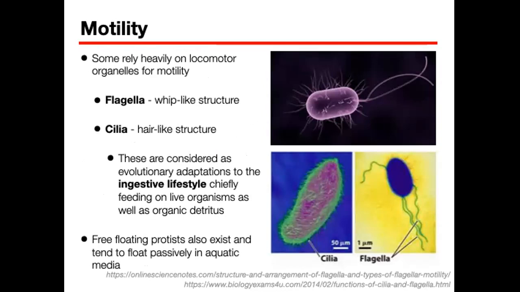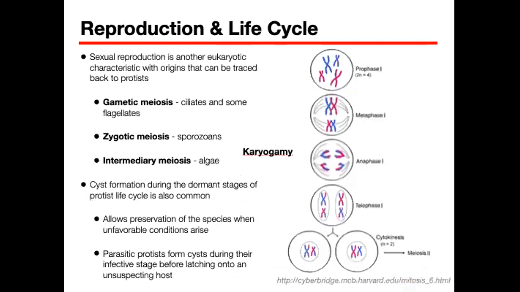And apart from pseudopodia, some protists would rely on locomotory organs for motility. Like alam natin merong flagella, yung ating whip-like structure, cilia for hair-like structure, and some can be freely floating. Okay? And lastly, yung interesting na characteristic among protists is that they can have several forms of reproduction and life cycle. Okay, so sexual reproduction is another eukaryotic characteristic, which wherein the origin can be traced back to protists. Okay, like say for example yung sa human, di ba, yung ating sex cells, or yung ating gametes are mainly produced via meiosis, and then the rest of our body cells are simply via mitosis, no?